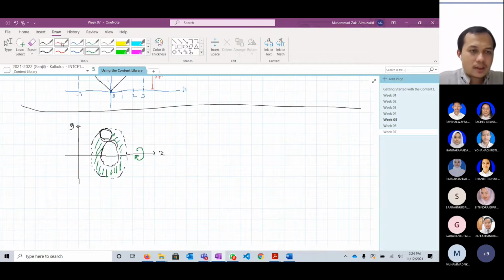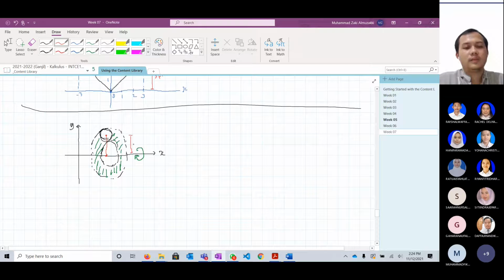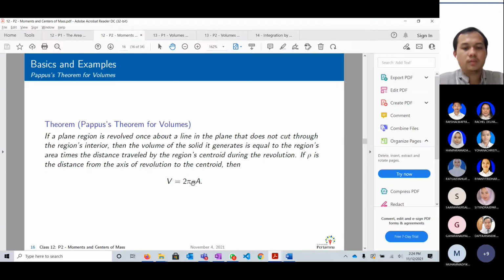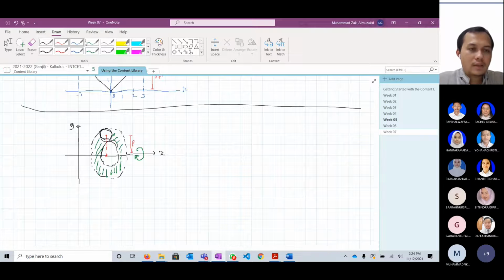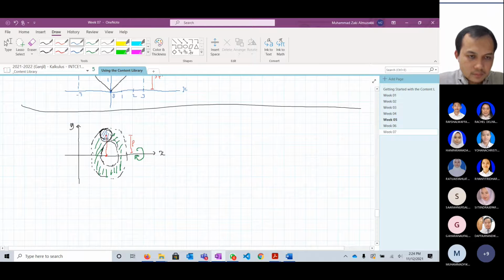So basically, it says that we know the center of the circle, the center of mass, and we know the distance to the x-axis. This distance is rho, and the area of the circle is area. Then the volume of the donut is 2 pi times rho times the area.